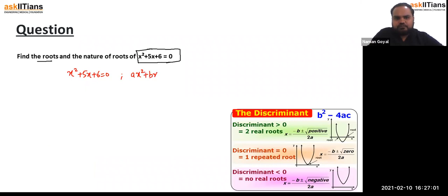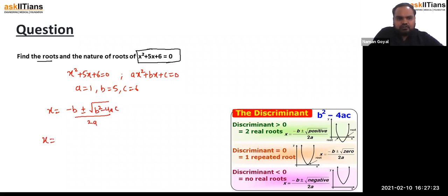Now if we compare this equation with our general equation, which is ax square plus bx plus c is equal to 0. ठीक है. So if you compare these two equations, you will get a as 1, b as 5 and c as 6. So the value of x we know, which is minus b plus minus under the root of b square minus 4ac upon 2a. So x is what? Minus b, minus 5, plus minus under the root of b square is 5 square minus 4, a is 1 and c is 6, upon 2a is 2 into 1.